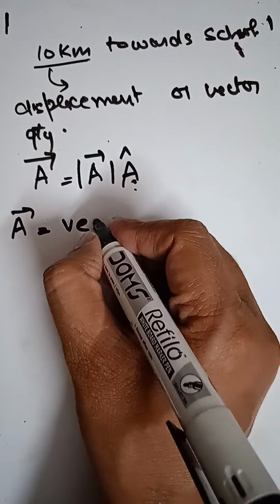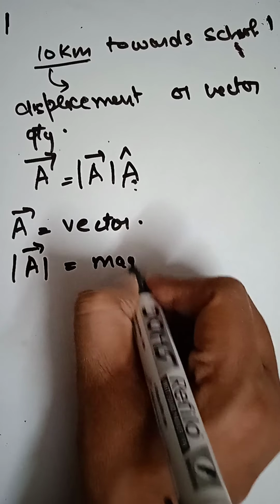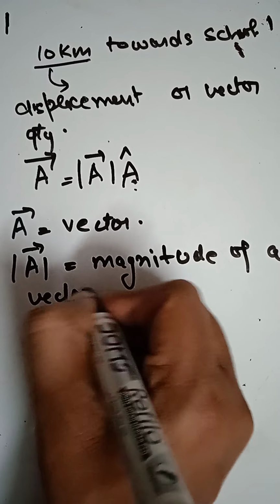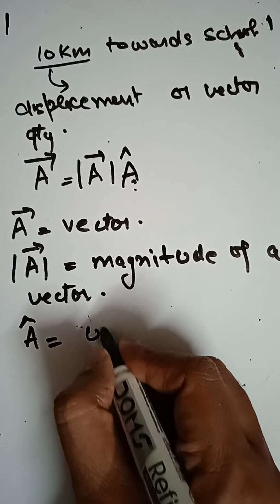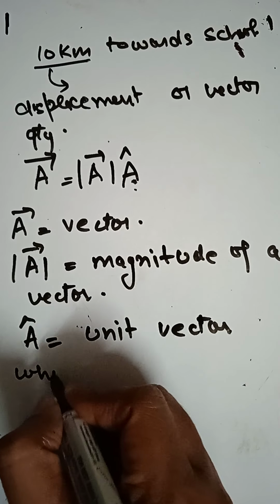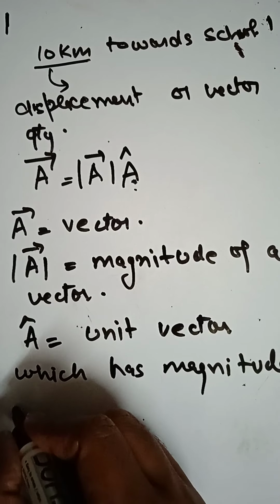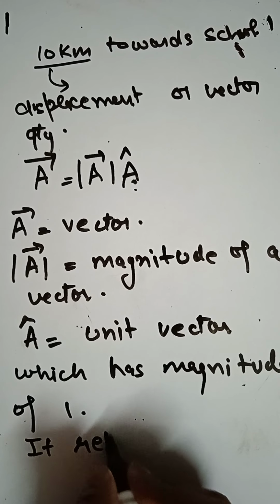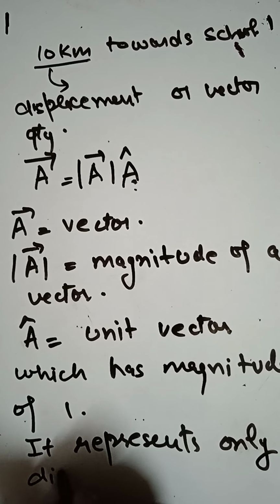So that means a vector, the magnitude of a vector, and this is called unit vector, which has magnitude of 1. It represents only direction. Right.